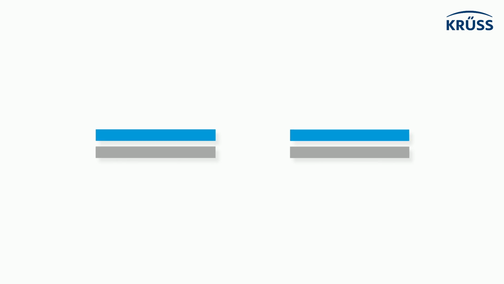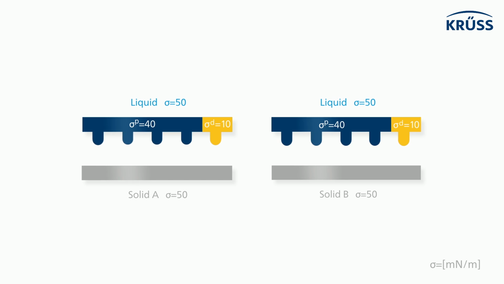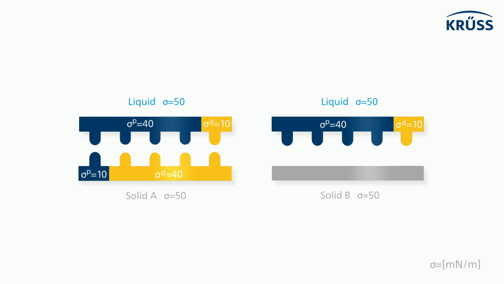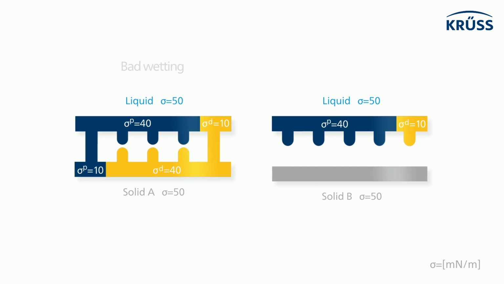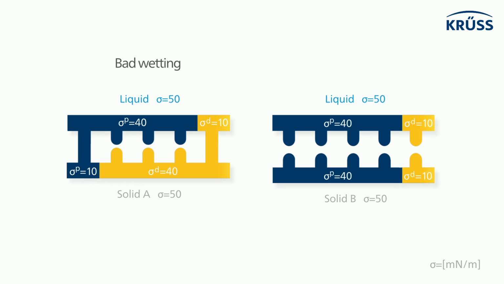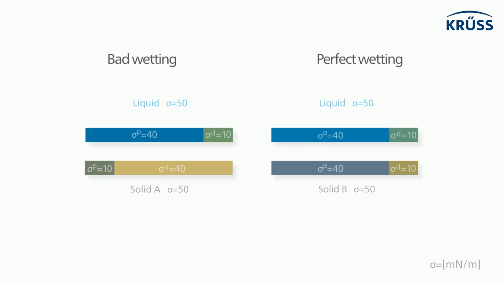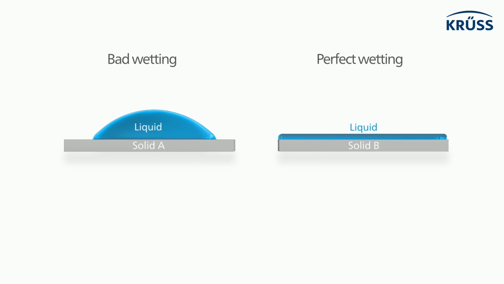Even if a liquid and a solid have the same overall surface tension, the wetting quality still depends on how well matched the polar and disperse components of the liquid and the solid are. A mismatch, achieved by poor pretreatment of the solid, leads to bad wetting. A perfect match leads to perfect wetting. And good wetting is essential for good adhesion.